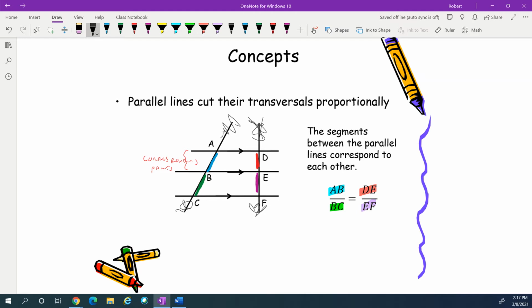So again, for example, I could say AB over AC. So the little piece that was blue over the whole thing. But I would match that from the other transversal with the corresponding parts. So DE over the whole thing, DF. Corresponding segments.